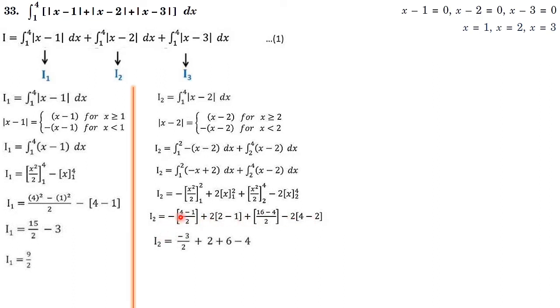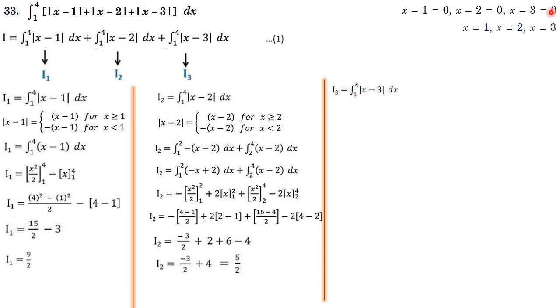I2 is equal to 4 minus 1 is 3, there is a minus sign outside, so minus 3 by 2, here plus 2 into 1, 2, then here 16 minus 4 is 12, 12 by 2 is 6, 4 minus 2 is 2, 2 into 2 is 4, minus 4. I2 is equal to minus 3 by 2, then 8 minus 4 is 4, 2 plus 6 is 8, 8 minus 4 is 4. When we take LCM, 4 into 2 is 8, 8 minus 3 is 5, so 5 by 2 is the I2 value. Next is I3, same thing only.